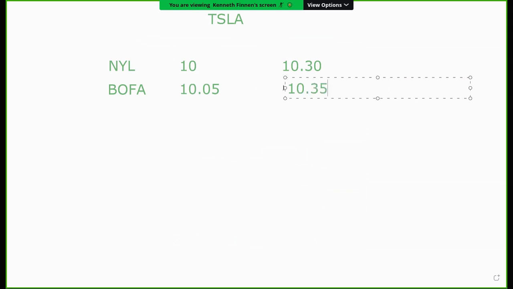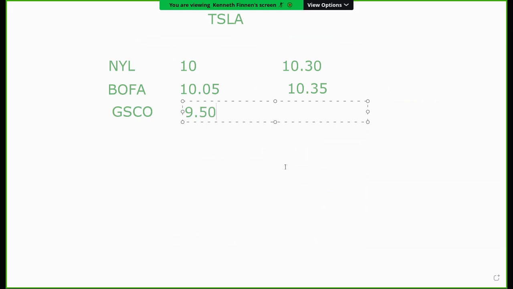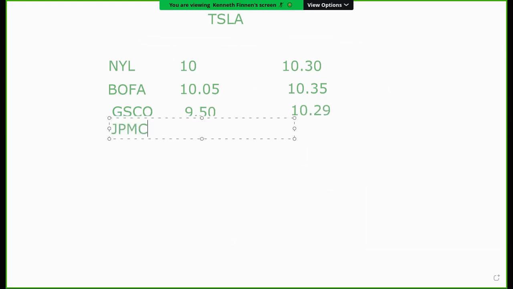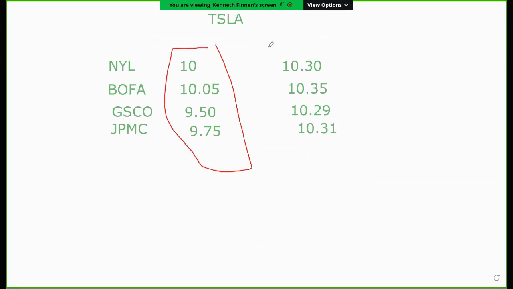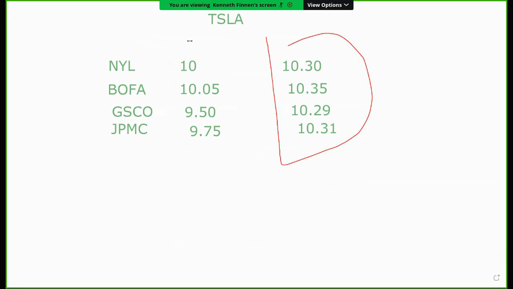Market makers are firms that will buy and sell all day long. So Goldman, GSCO, maybe they're willing to buy at 9.50 and sell at 10.29. We'll say JP Morgan and Co. willing to buy at 9.75 and sell at 10. So the left side is where they're willing to buy. That's the bid. That's the ask. So I always think bad ass. Bid.